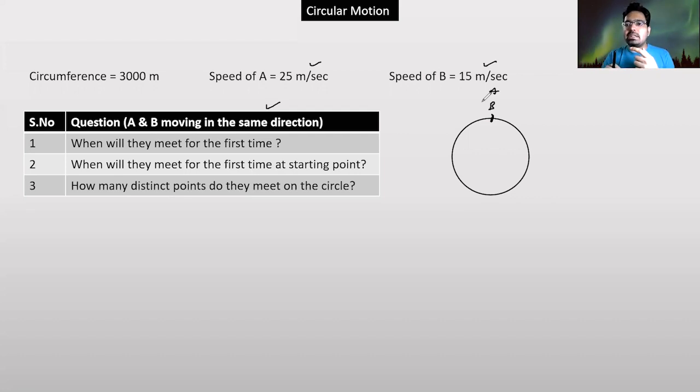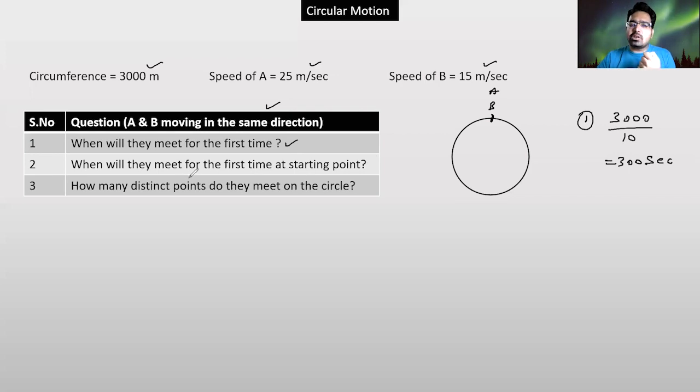Now, when the distance between these two becomes equal to the circumference of the circle, that's the first time that they'll meet. So when will be the first time that they'll meet? When the distance between the two becomes equal to the circumference of the circle. In this particular case, that was 3000 meters. So the answer to the first question should be 3000. And this distance was created at a pace of what? 10 meters per second, which is nothing but the relative speed as we looked at in the last session, right? 25 minus 15, that will be 10. So when will they meet for the first time? They will meet after 300 seconds. That's the first question. Let's look at the second question.